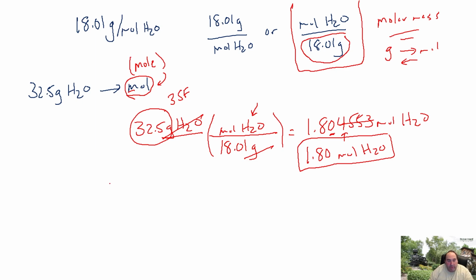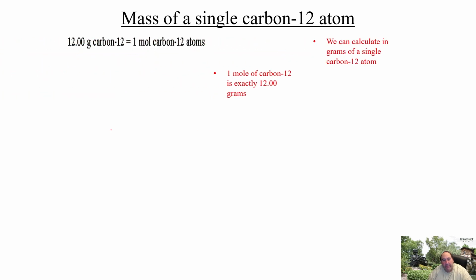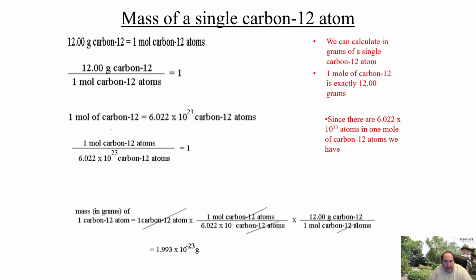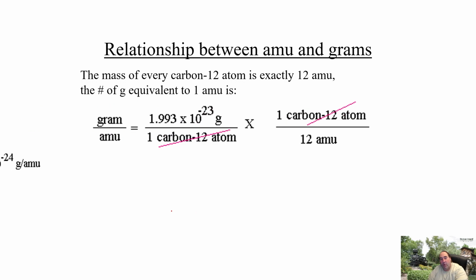Now we're going to look at the relationship between AMU and grams. I'm going to get rid of some of this on here. For example, we look at the mass of a single carbon 12 atom. We see that 1 mole of carbon 12 has a mass of 12 grams. We can use our conversion and Avogadro's number here. Again, the key is that we have atom mentioned. Using those relationships, 1 carbon 12 atom has a mass of 1.993 times 10 to the minus 23 grams. This gives us our relationship between AMU and grams.